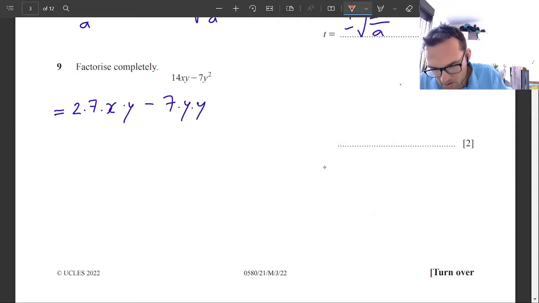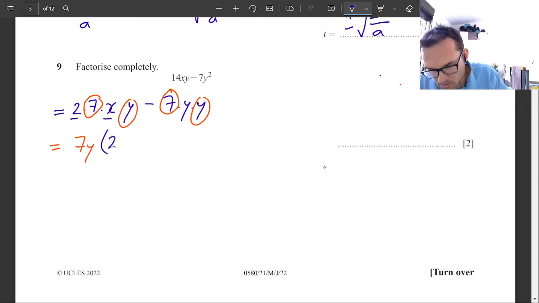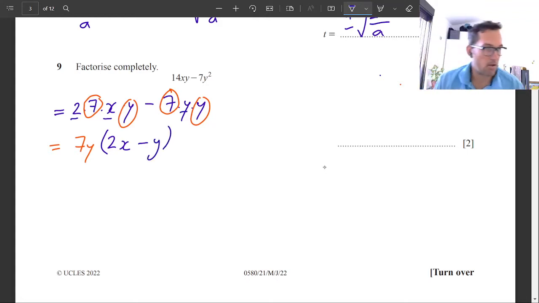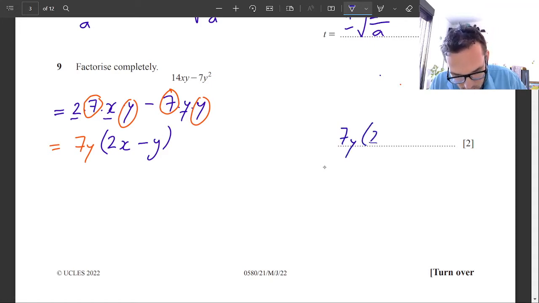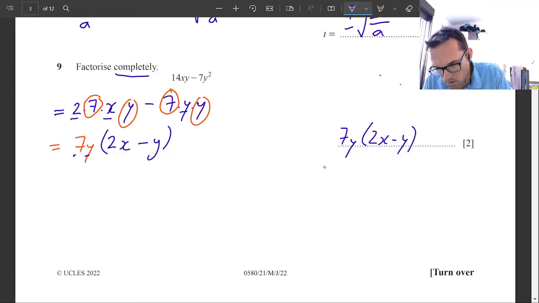Now, if we take the common factors here, they both have 7, and they both have a y. That is what we can take and put in front of the bracket, 7y. Inside the bracket we put what's left. The first term has got a 2 and an x, and the last term has got a y. Final answer, let's write that down: 7y(2x - y). That is completely factorized. If you just factorize out the 7 or just the y, of course that's not complete, you only get 1 mark.